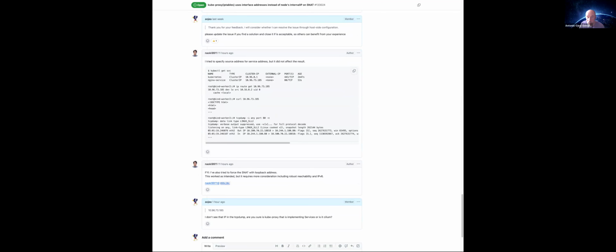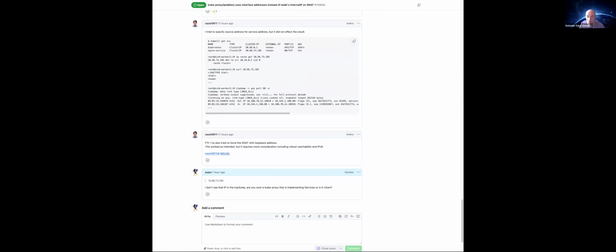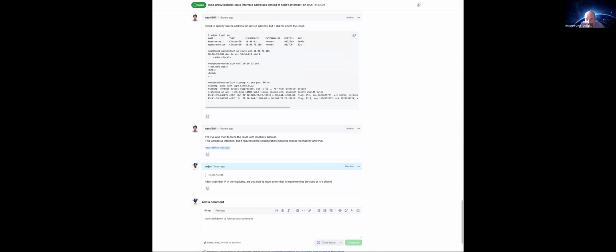He may try to make the system select the IP that he wants when it's going to the service IP, and we are still discussing. But I don't think it's a kube-proxy problem. It's more a network configuration problem. And I also don't see if it's even using kube-proxy.